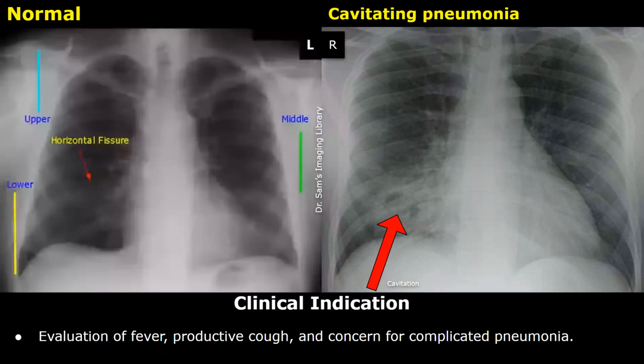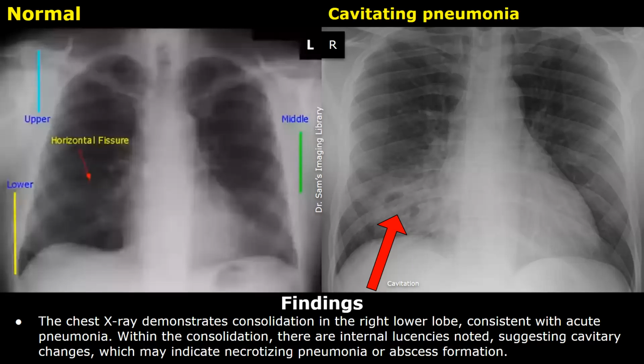Here is another case of cavitating pneumonia. Clinical indication: evaluation of fever, productive cough, and concern for complicated pneumonia. Findings: the chest X-ray demonstrates consolidation in the right lower lobe, consistent with acute pneumonia. Within the consolidation, there are internal lucencies noted, suggesting cavitary changes, which may indicate necrotizing pneumonia or abscess formation.